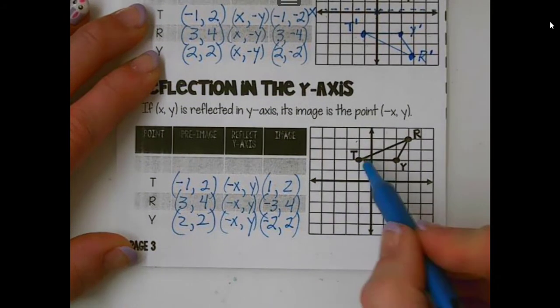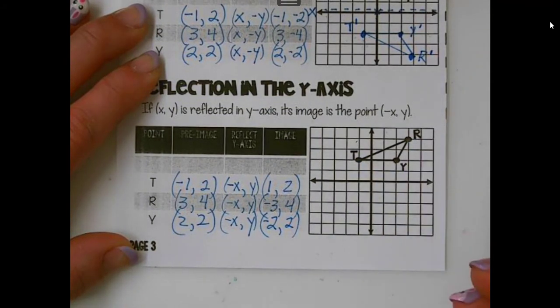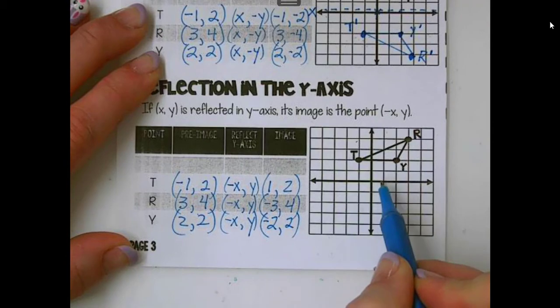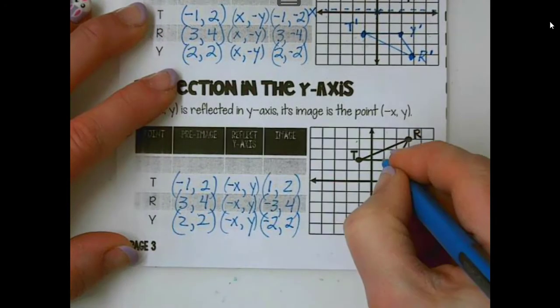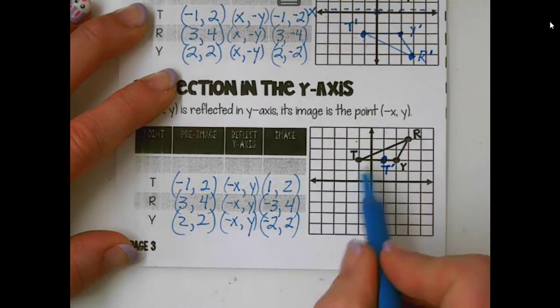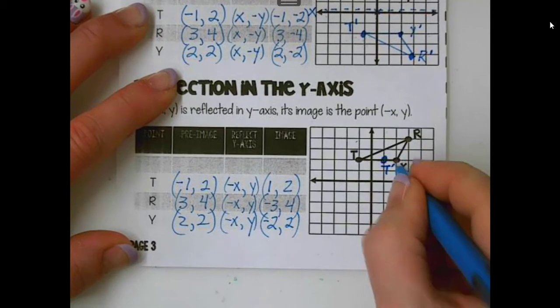All right, let's see what happens on this. So remember, this is the pre-image, and we're trying to get the new image. So let's go with T first. So it wants us to go to 1, 2. Okay, now you can see that the shape is probably going to overlap each other, and that's okay. That's happened sometimes even on a translation. It can happen on any of these. All right, so there's my T prime.